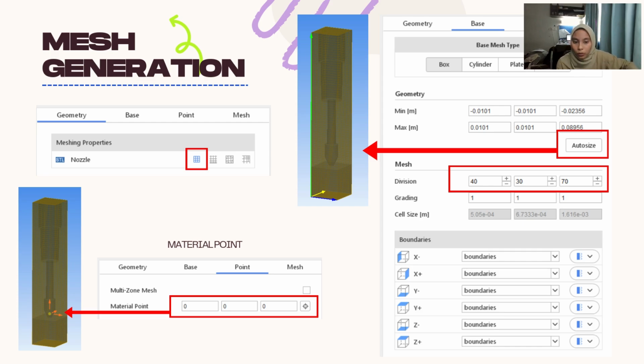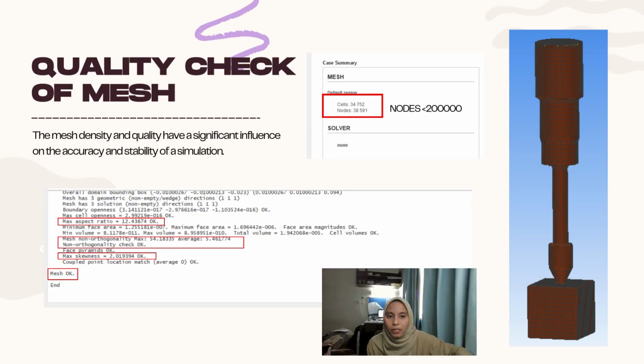After the mesh being generated, we need to check whether the mesh is in good quality or not. To check the quality, we need to check the number of nodes and ensure it did not exceed 200,000. Also, look at the skewness, aspect ratio, and non-orthogonality. As we can see here, all the summary here is in good quality.